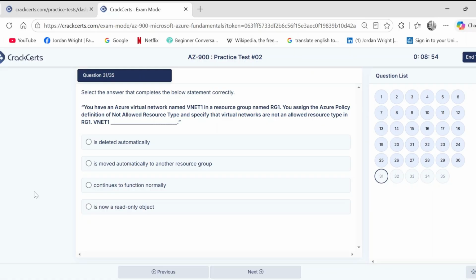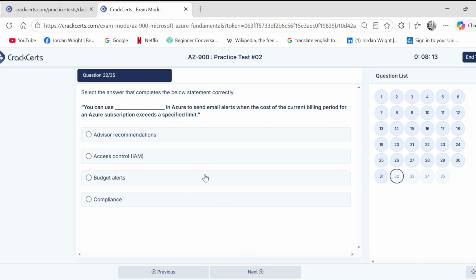It's definitely not deleted automatically. Which we said before. Yeah, that's really negative. Every other thing is positive. So continues to function normally. Yeah, 100% it does. Because it doesn't mention about deleting anything, it doesn't mention about moving to another resource group, and it doesn't mention about making it a read-only object. So everything continues to function normally. Yep, 100%. I agree with that.